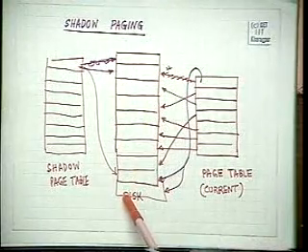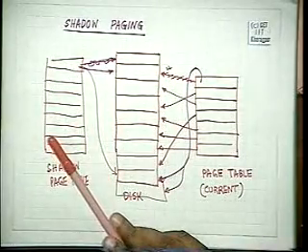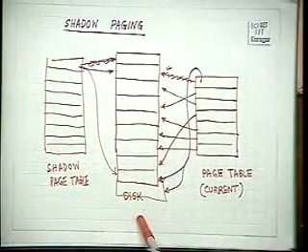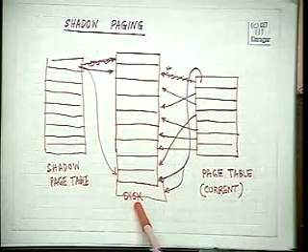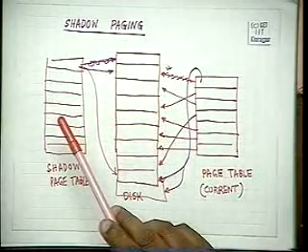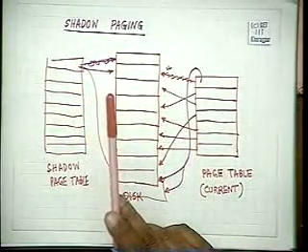The question is, does that mean that every read operation creates a shadow page? Every read operation which results in input from the disk will create a shadow page. If a read operation results in input from the disk, it will create a shadow page. If that block is already available in the buffer, it will not create a shadow page.